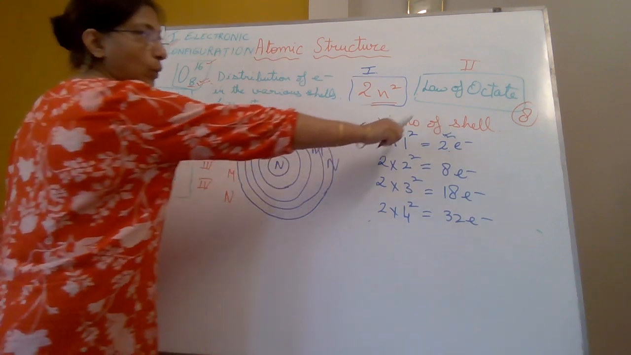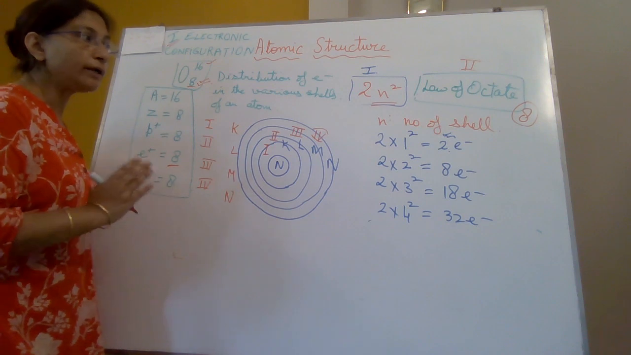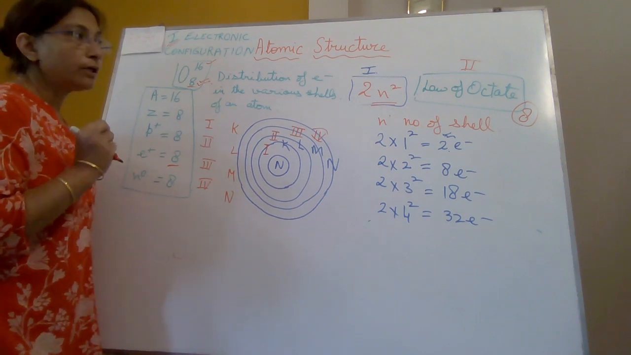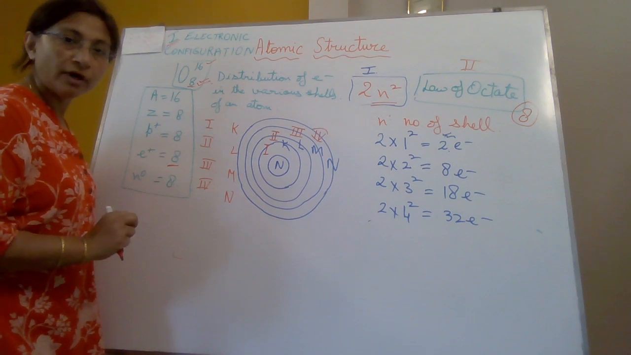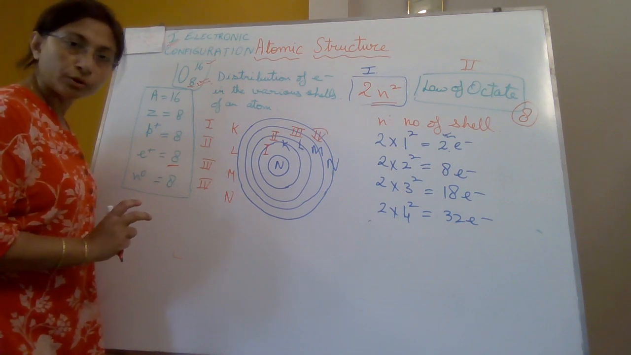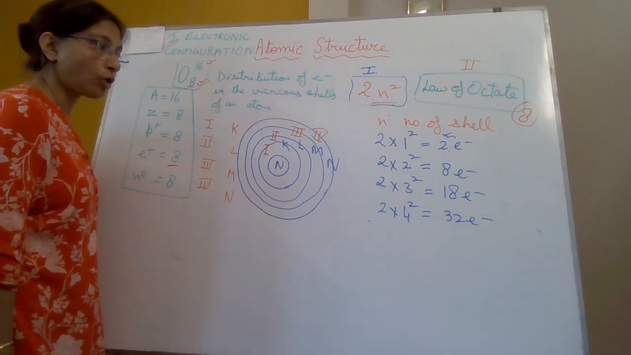देखो, octet का मतलब होता है 8. So हर एटम अपनी stability को achieve करने के लिए must have 8 electrons in its outermost shell. So that is given by the law of octet.